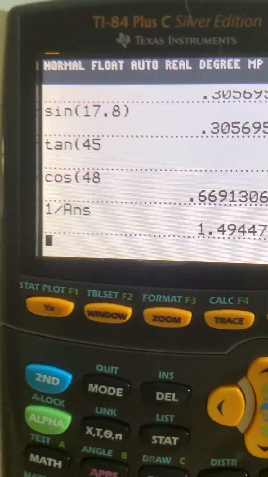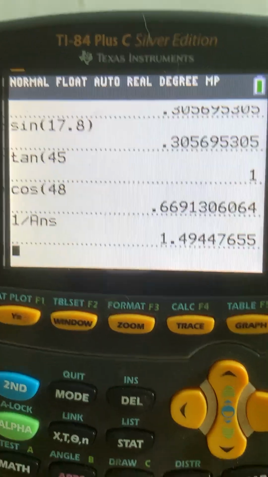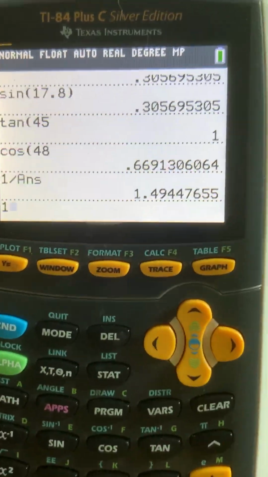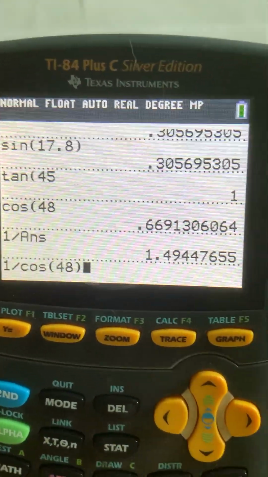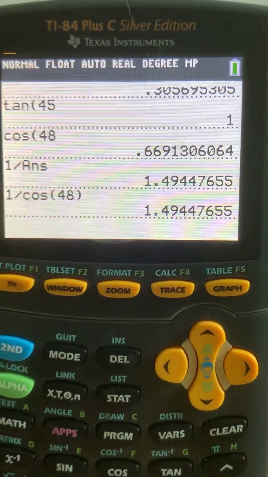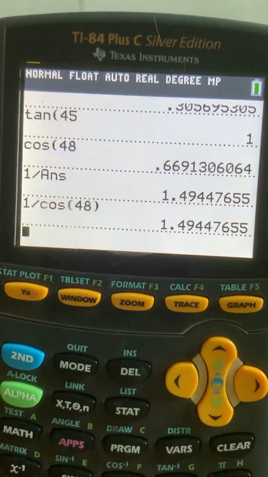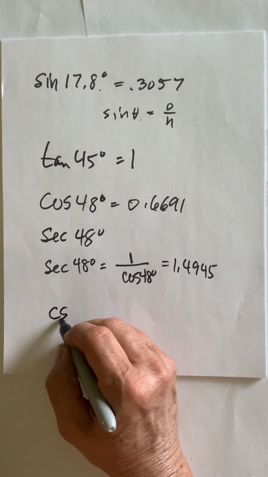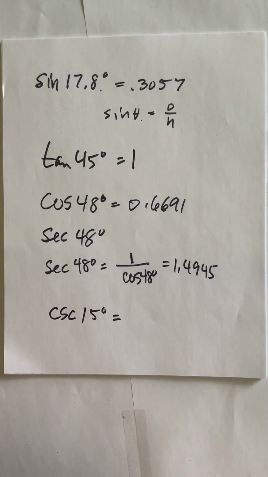So we found the cosine and then we found 1 over the cosine. Or you could do it all at once. You could just say 1 divided by the cosine of 48. If you want to make it more comfortable, just close the parentheses. You don't have to, and notice you get the same answer. So that's how you handle the reciprocal functions, because they're not given. So try cosecant of 15 degrees and see what you get, and then we'll do it.